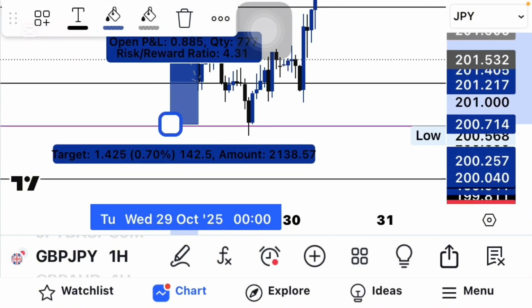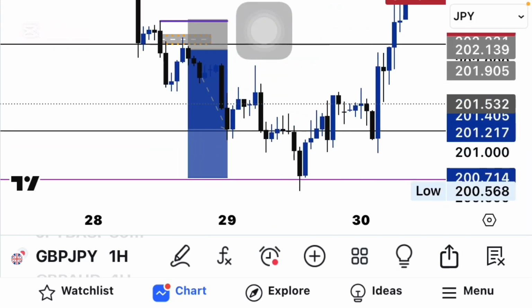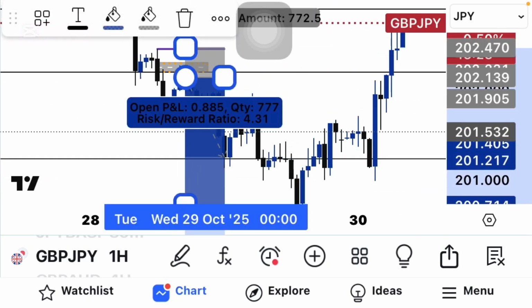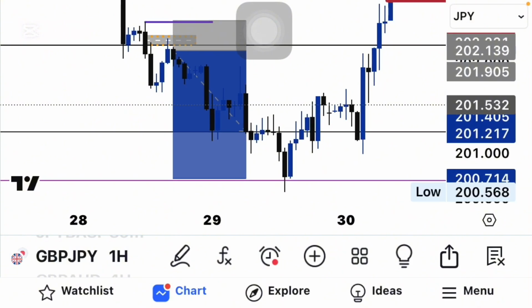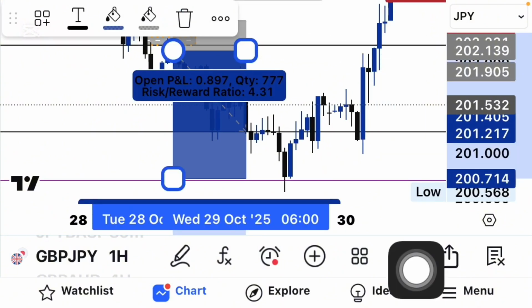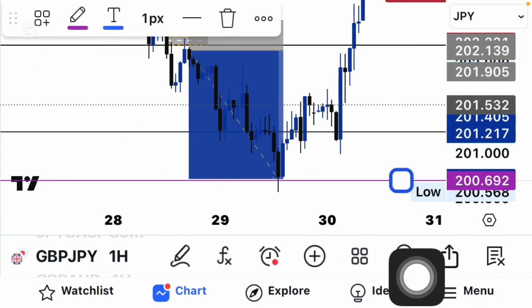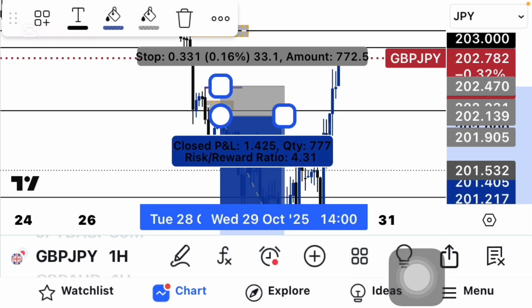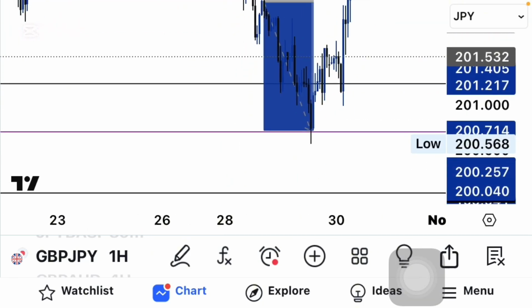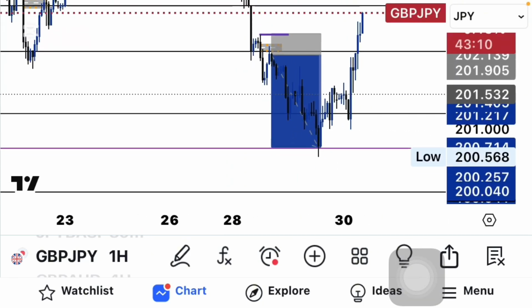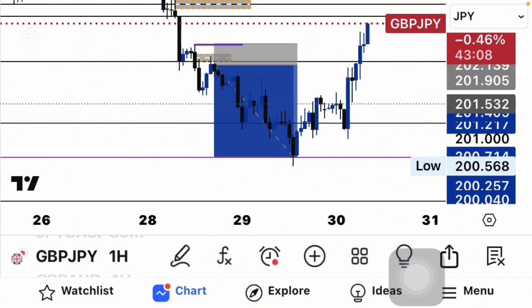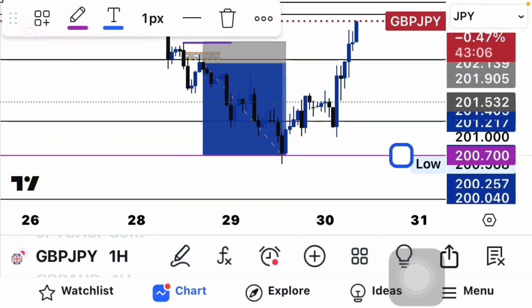This trade was 1:4, as you can see. It went nice and smooth. And you can see it immediately tapped in that zone, my take profit level.